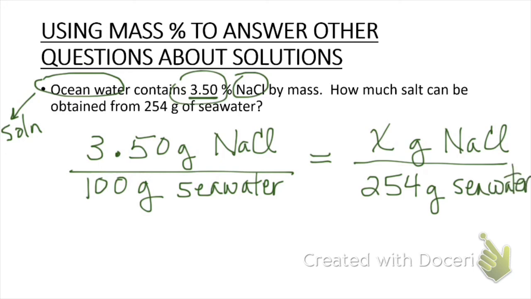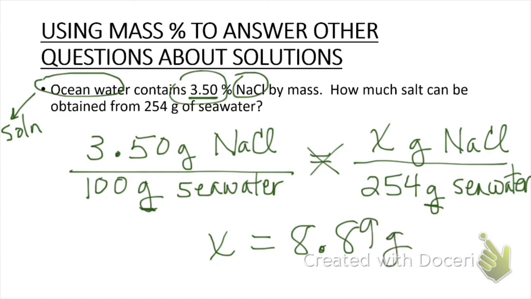Okay, all that I need to make sure of is that these two units are agreeing. I cross multiply, and I am going to solve for x, and I get x equals 8.89 grams of sodium chloride. All right, so hopefully that helps recap the worksheet that we had gone through as we had a lesson on concentrations of solutions.